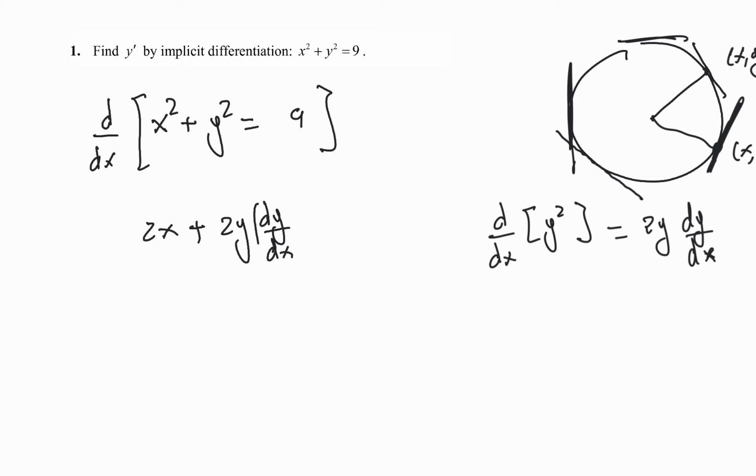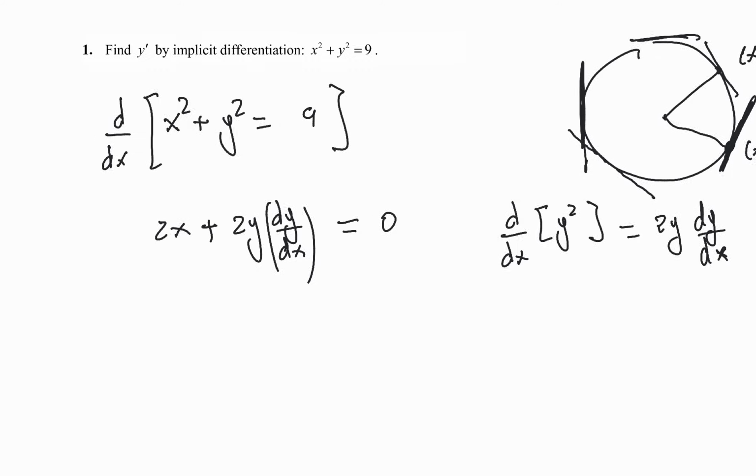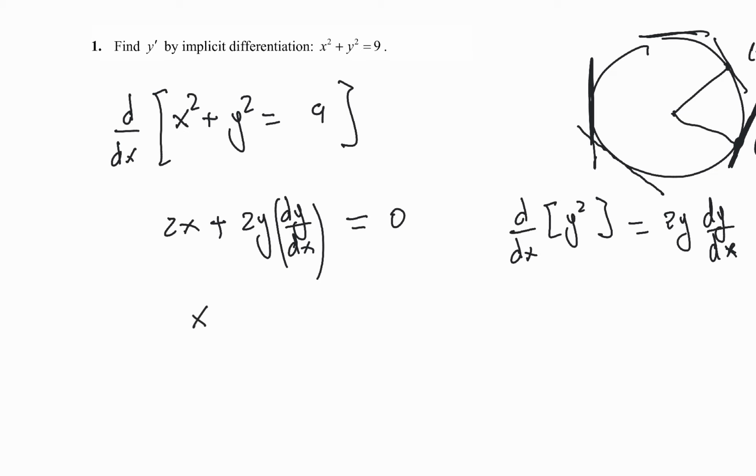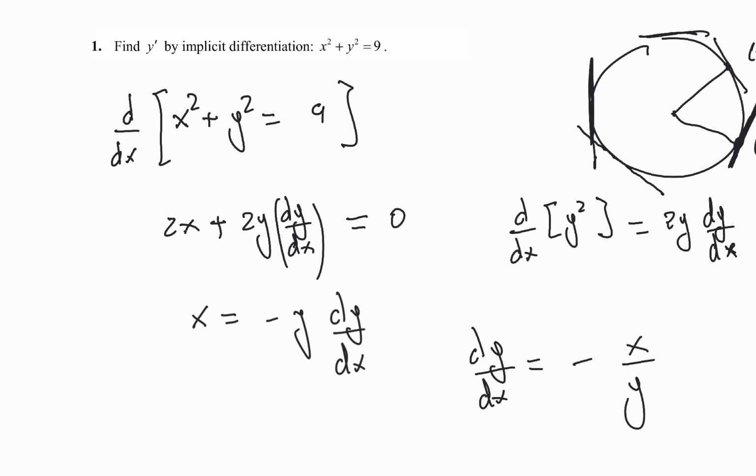So here I have plus 2y multiplied by the derivative of y with respect to x, which is what I'm looking for. What is the derivative of 9? 0. So I can solve for the derivative of y with respect to x. I will have 2x equals minus 2y multiplied by the derivative of y with respect to x. So the derivative of y with respect to x is equal to minus x divided by y.